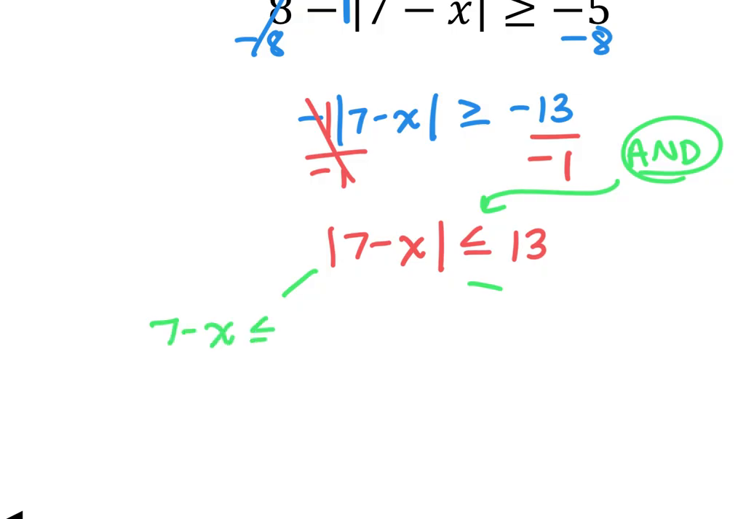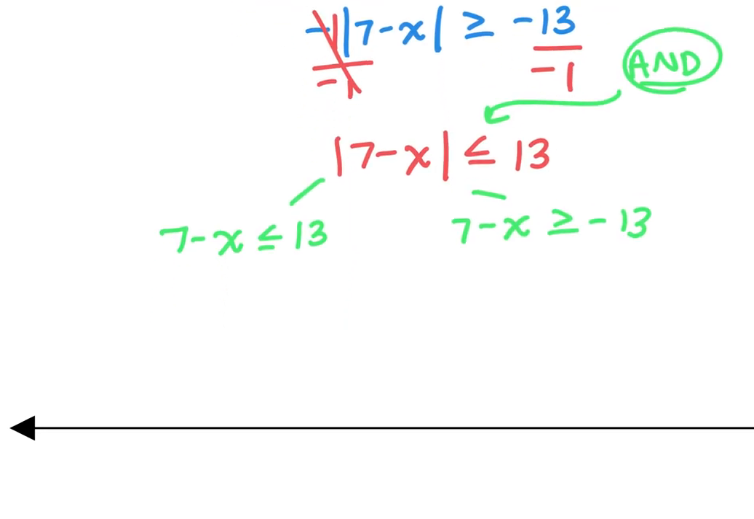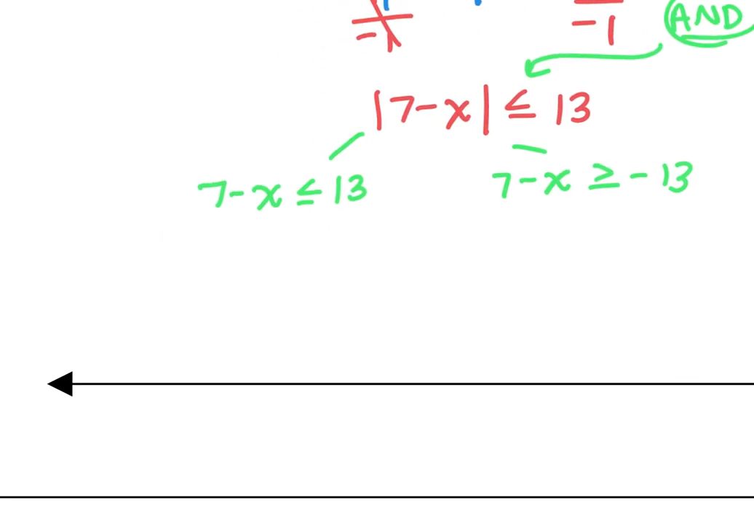All right. So now we create our two cases. 7 minus x is less than or equal to 13, and 7 minus x is greater than or equal to -13. Keep the first one, switch the second one. Remember that KISS acronym. All right, so now we subtract the 7. So we get -x is less than or equal to 6.